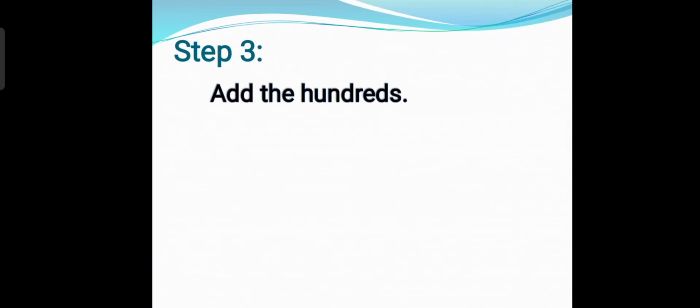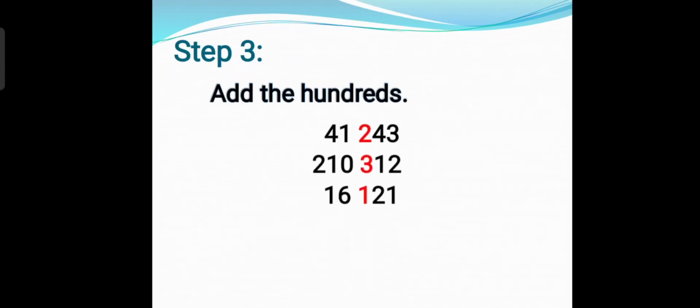The next step, step 3, add the hundreds. Look at what digits are in the hundreds place. We have 2, 3, 1, and 0. So let us add 2 plus 3 equals 5. 5 plus 1 equals 6. 6 plus 0 equals 6. Then let us write our sum or total under the digits that we added.